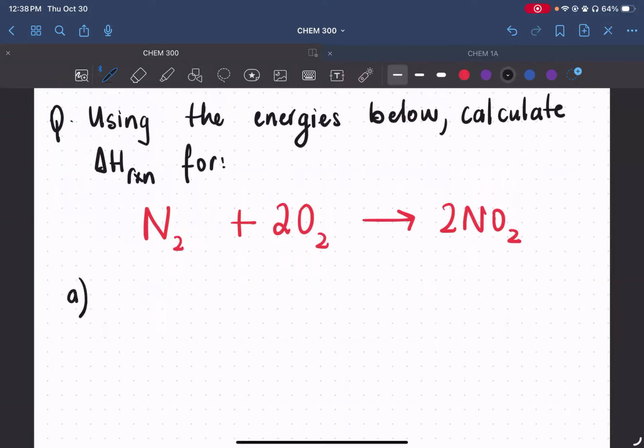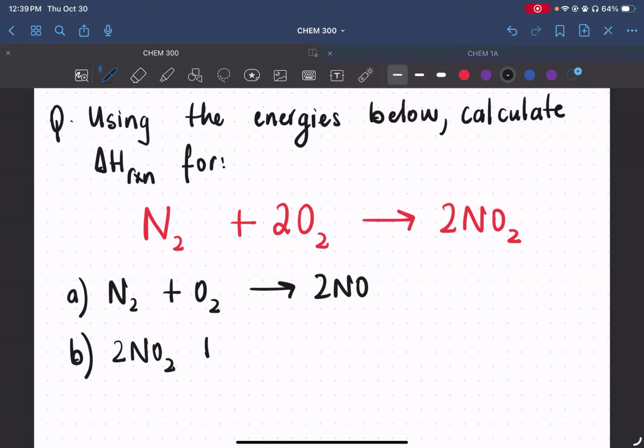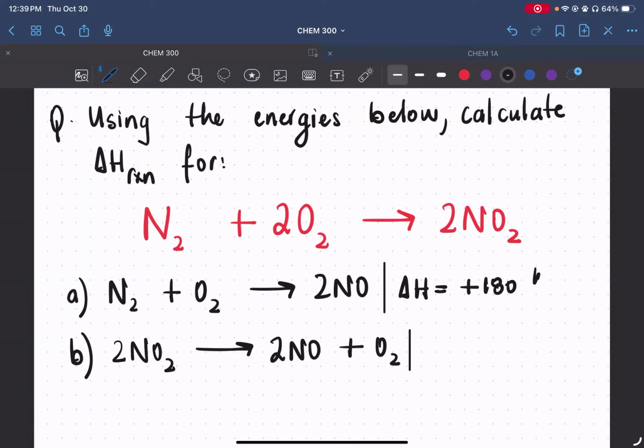And the specific equations we've been given are N2 plus O2 to give us 2NO. And the second equation we've been given is 2NO2 transformed into 2NO plus O2. And in each case, I will give you an energy associated with it. The energy of reaction A is 180 kilojoules per mole. The energy of reaction B is positive 112 kilojoules per mole.